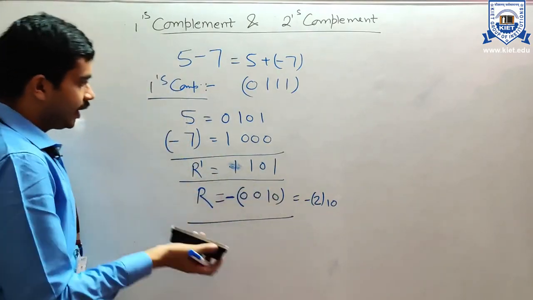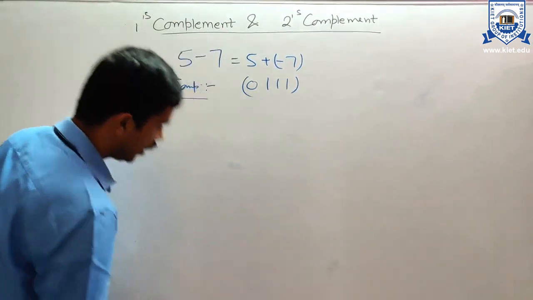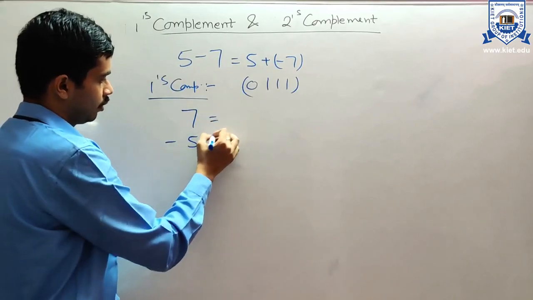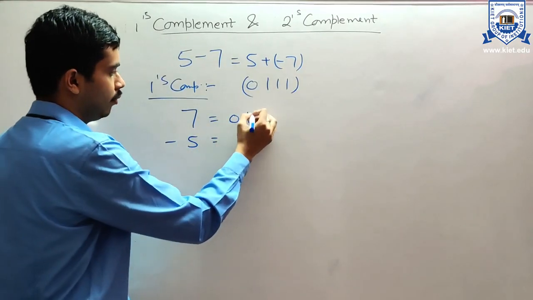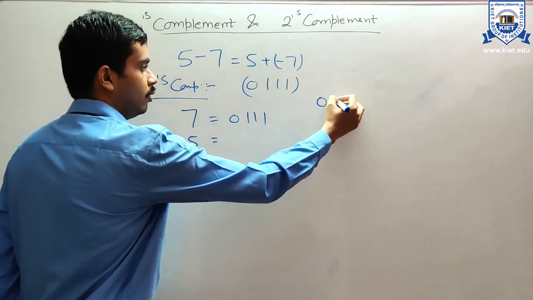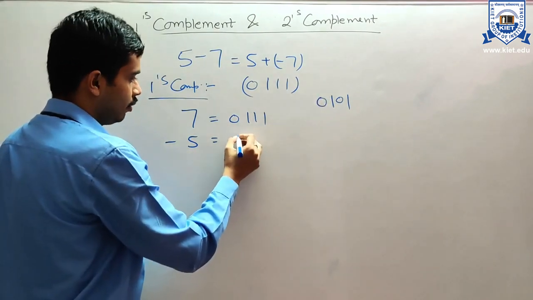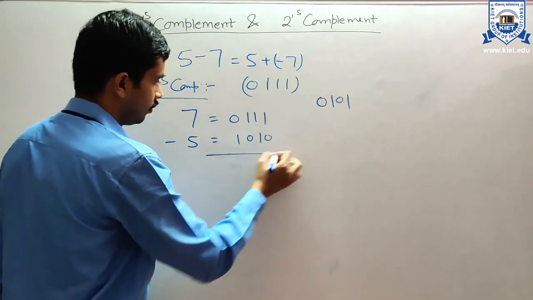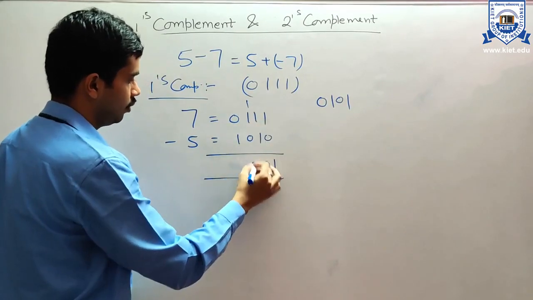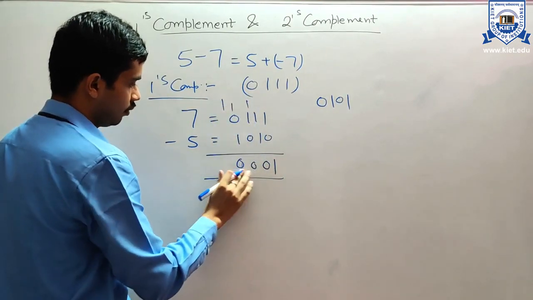Okay, for the second case let's consider the reverse of it. We have to perform 7 minus 5. So 7 will be 0 1 1 1, and minus 5 will be the 1's complement of 5, 0 1 0 1, so 1 0 1 0. Just add it. What do we get? 1 1 1 0 with a carry of 1.